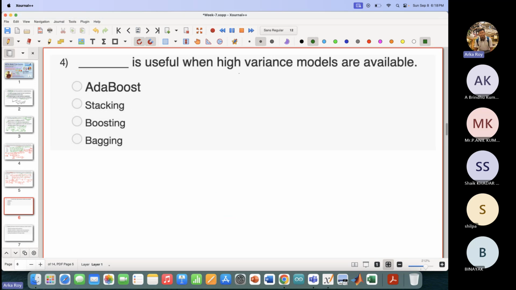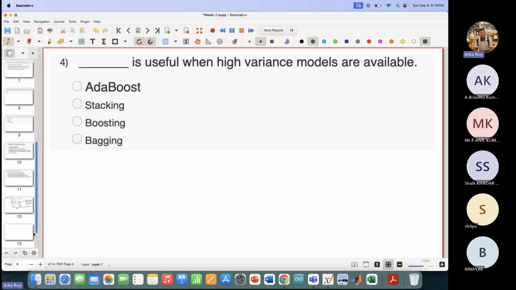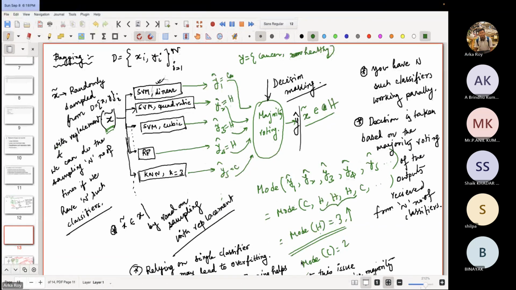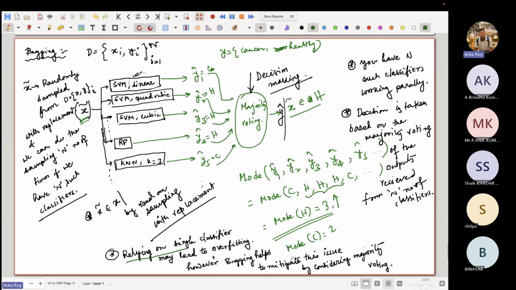Next is: dash is useful for high variance models. So already in the discussion, for bagging, we have shown that if you rely on a single classifier, you may lead to an overfitting condition. Bagging tries to see all the prediction results, and based on the predictions it takes majority voting to get the final classification output. So bagging helps avoid the overfitting condition, because it tries to mitigate the issue by considering majority voting from each of the parallel or individual classifiers.